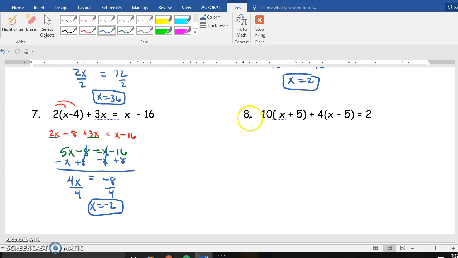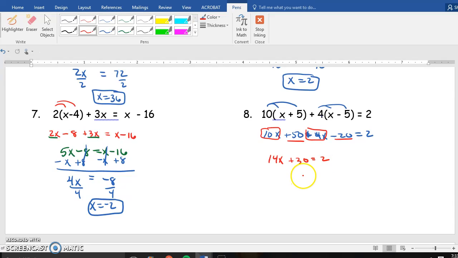Okay. Number 8, distribute the 10, distribute the 4, keeping track of all of your signs. 10x plus 50 equals, plus 4x, but then 4 times negative 5 is negative 20, equals 2. Now when I combine like terms here, 10x and 4x give me 14x. 50 minus 20 gives me plus 30 equals 2.